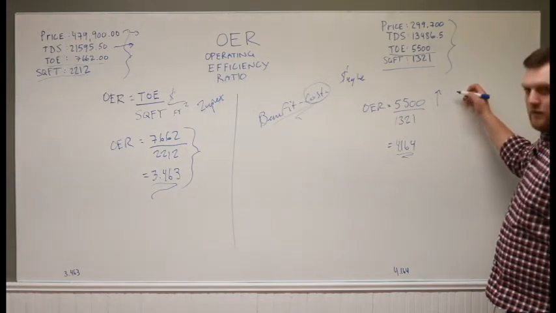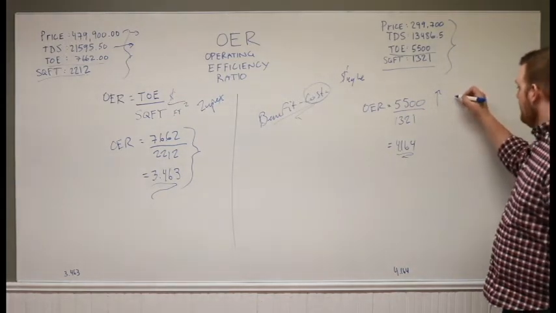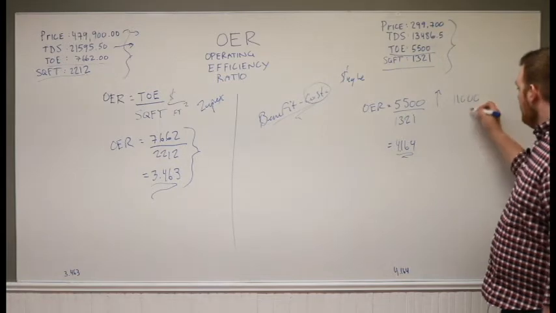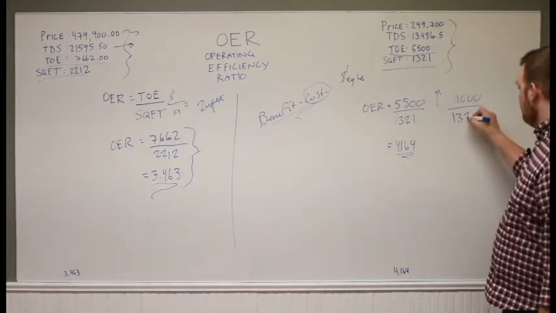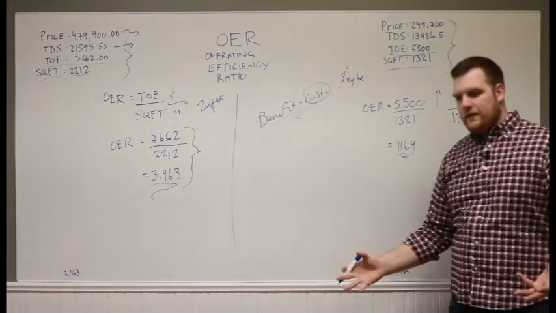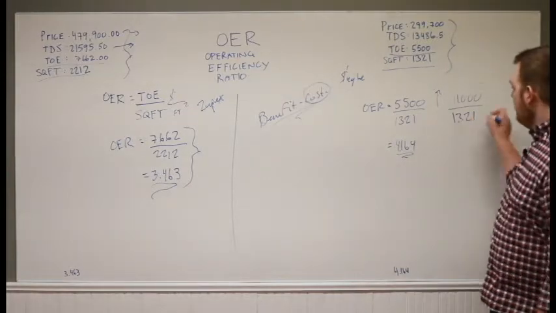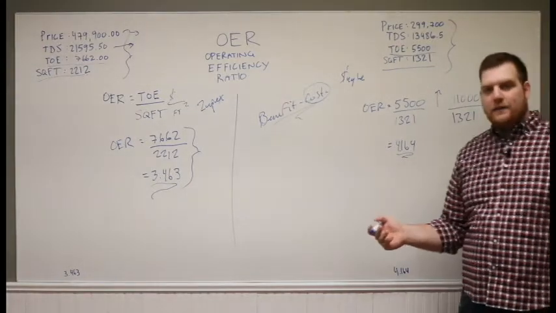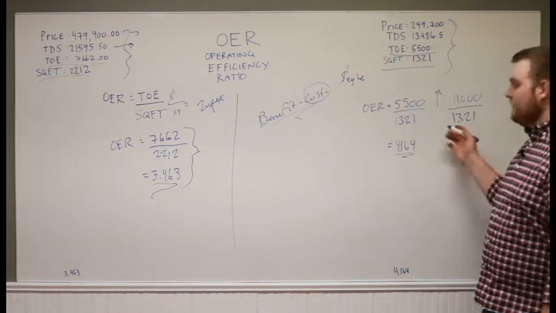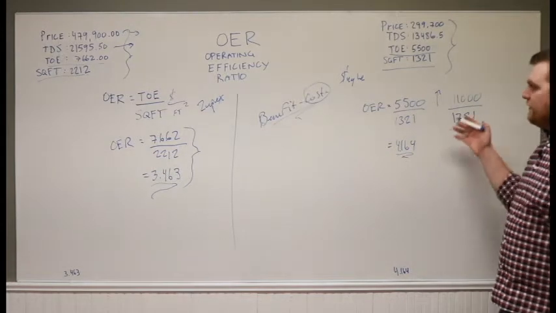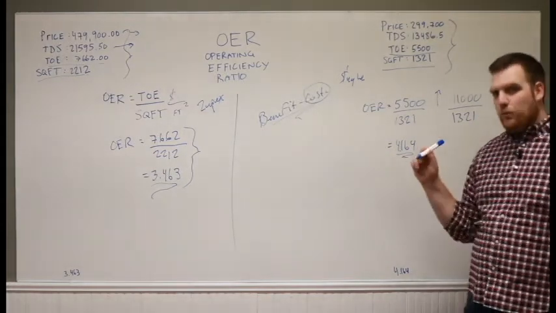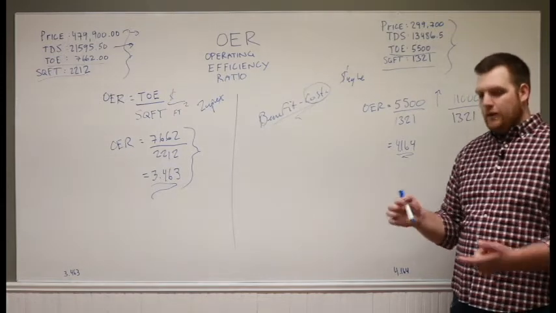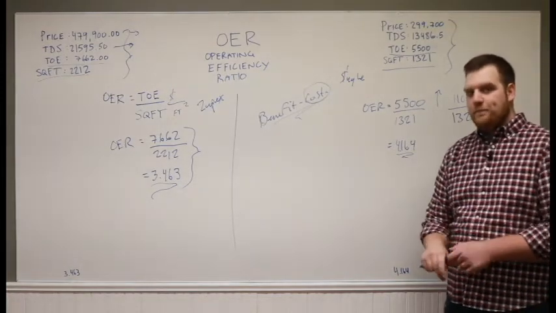So if we double the cost to 11,000 and the square footage is the same, let's say we converted this same property to a triplex. It's very small, but say that we did. The operating efficiency ratio would actually get worse because there would be more water, more electricity.